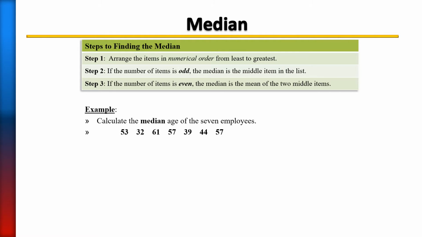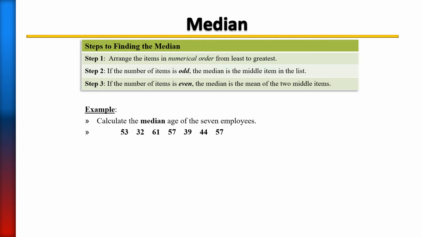Now, the one thing that we missed, which is very important, and I wanted to show that, is that if you just find the middle of the data that's given to you, you may wind up getting it wrong. You have to remember to do step 1. And what did I say step 1 was? Yes, step 1 was to first arrange the items in numerical order from least to greatest. We have to do that first.